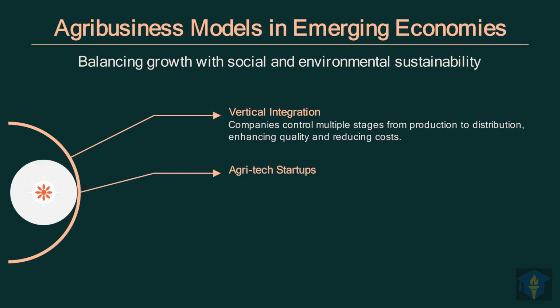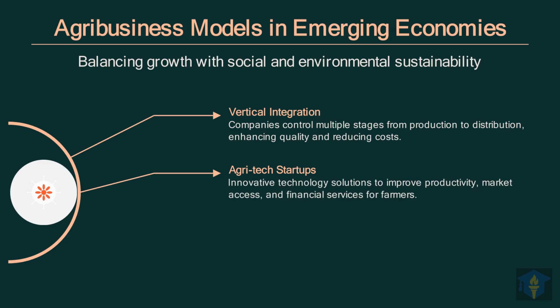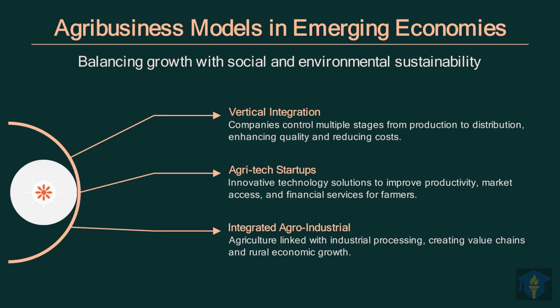Another emerging trend involves agri-tech startups that bring innovative technology solutions. These startups improve productivity, market access, and financial services available to farmers. Finally, we have integrated agro-industrial models that link agriculture with industrial processing. This approach creates complete value chains and promotes rural economic growth and development.